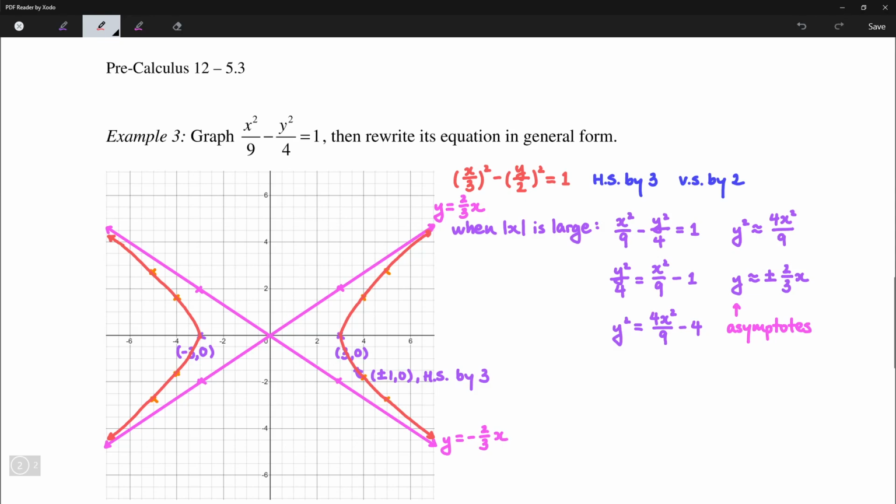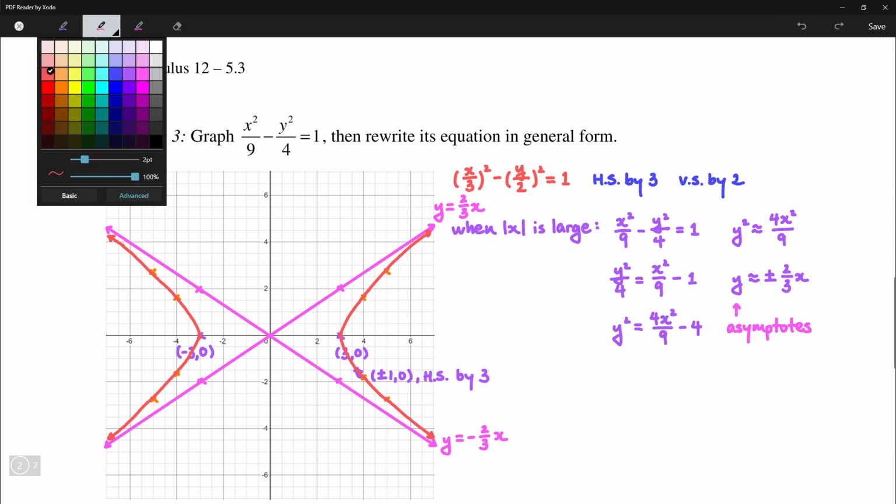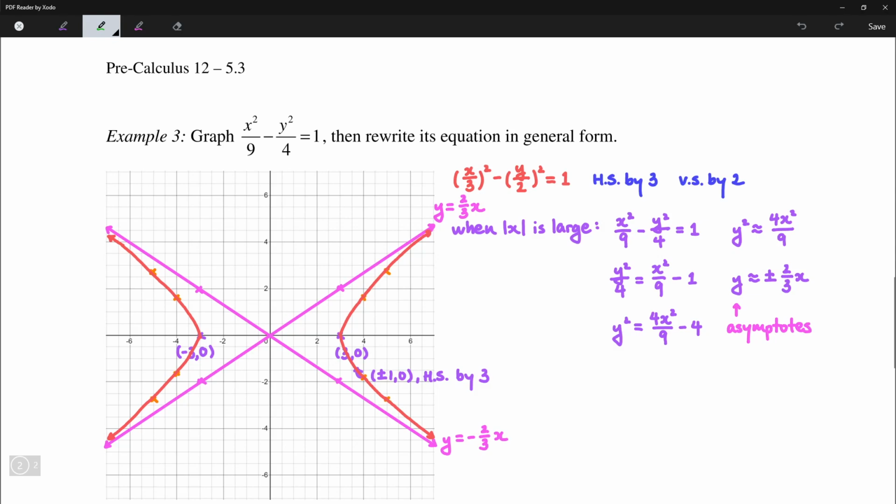And it also asks us to write its equation in general form as well. So simply what we can do is, starting with the equation here, we can multiply both sides by the common denominator of 36. I'm just going to write this in a different color, actually. Here we're going to write x squared over 9 minus y squared over 4 is equal to 1. So multiply everything by 36. Just make a note of it on the right.